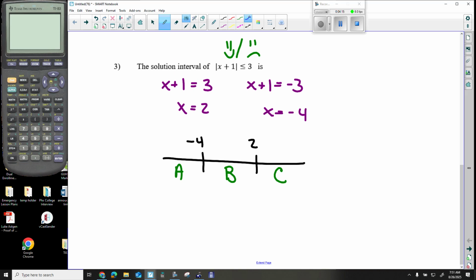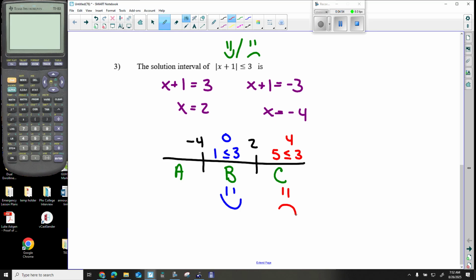So what I'm going to do is plug in, for instance, the number 0, and that will test the entire interval of B. So plugging in the number 0, what I see is that'll be 0 plus 1, which is 1. Absolute value is 1. And so that'll leave us with 1 is less than or equal to 3, which is good. That's a good interval right there. Now, if I plug in something like the number 4, which is in interval C, that'll be 4 plus 1, which is 5. Absolute value of 5 is 5. 5 is less than or equal to 3, which is not true.